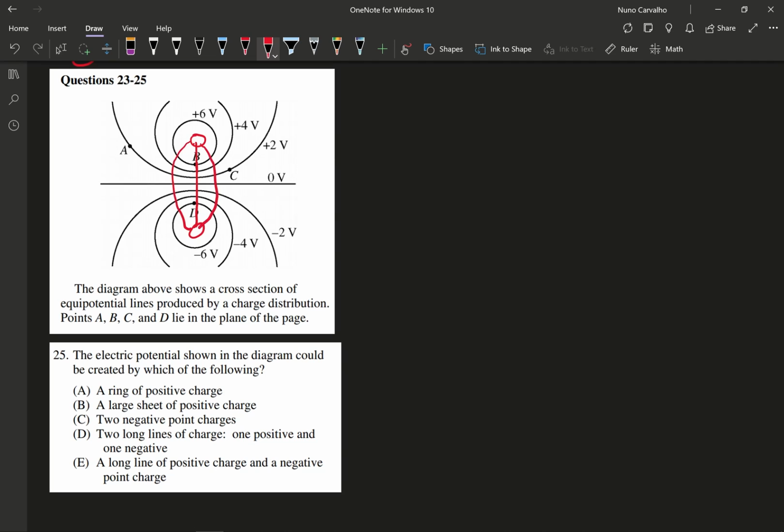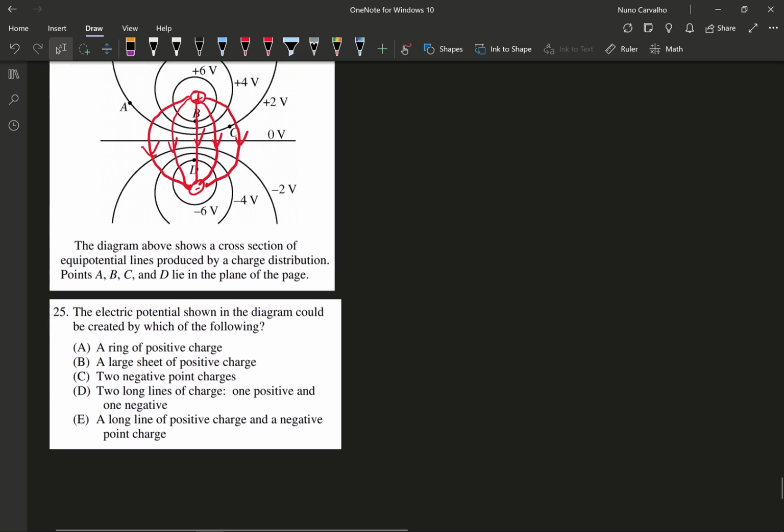But as you can see here, all these lines that I'm drawing are generally perpendicular to the equipotential lines, and they're also going from positive to negative charge, or positive to negative voltage. And so it would look something like this. And so now looking at our answers, the answer is actually going to be D here.